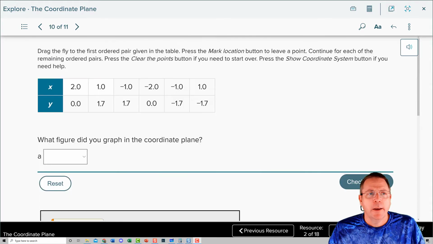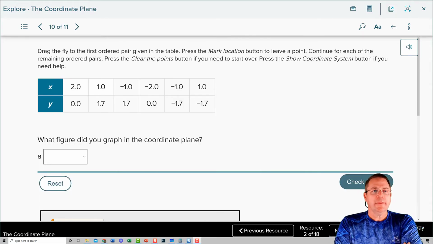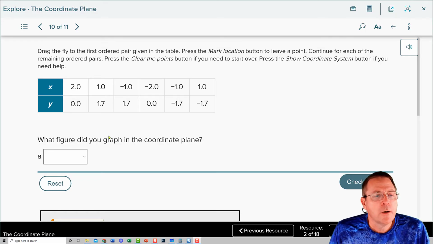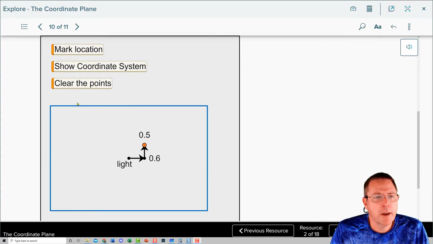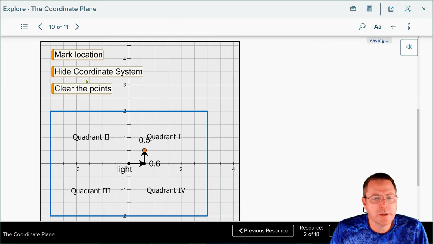Now our new instructions say to drag the fly to the first ordered pair given on the table and press the mark button to leave a point. And continue for each of the remaining ordered pairs. Press clear the points if you need to start over, and press show the coordinate system button if you need help. So our first point is where x is 2, y is 0. Let's go ahead and show the coordinate system because it'll be a little easier there. So where our x value is 2 and our y value is 0, I'm going to mark that location for our fly.